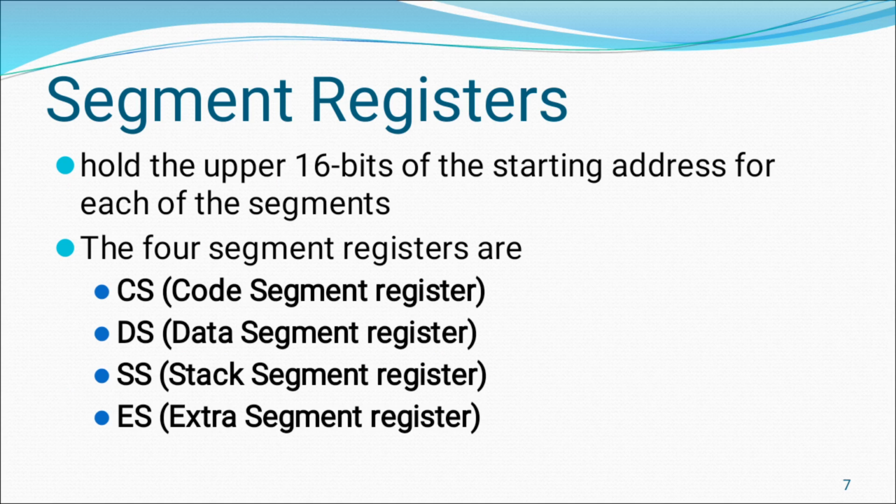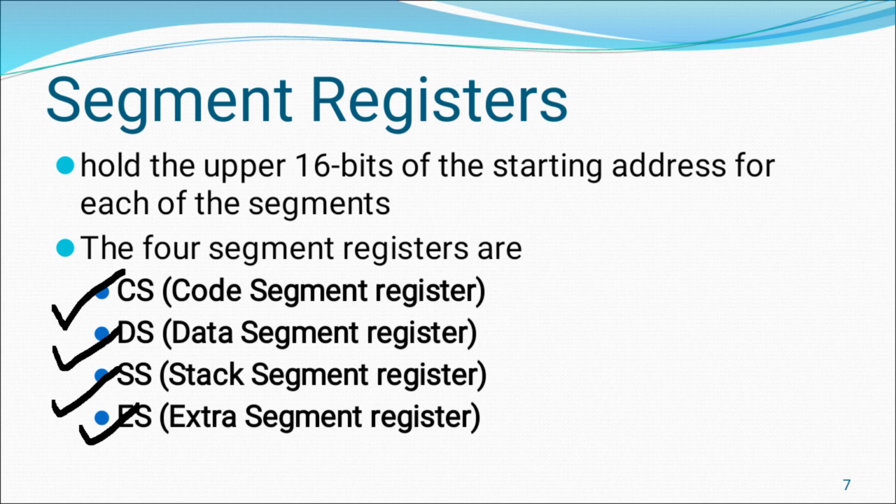So we have 4 segments, and these correspond to the code segment register, data segment register, stack segment register, and extra segment register. What is the purpose of these 4 segment registers, and what is the relation between them and the 4 segments of memory? These 4 segment registers are used to hold the upper 16 bits of the starting address of each segment. For example, the code segment register is a 16-bit register. It is used to hold the starting address of the code segment.